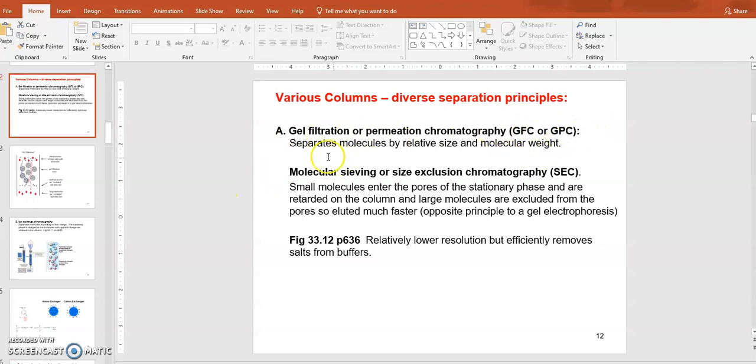Okay, so it's just like a filtration method. Another name for that is SEC. SEC is what? It's size exclusion chromatography. It's basically a size-based separation method. That's what it is. So the difference is the smaller molecules come out later than the larger molecules.